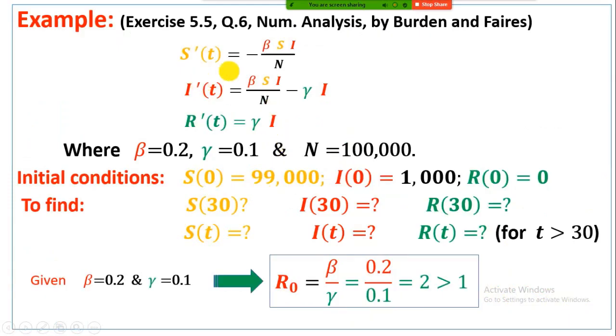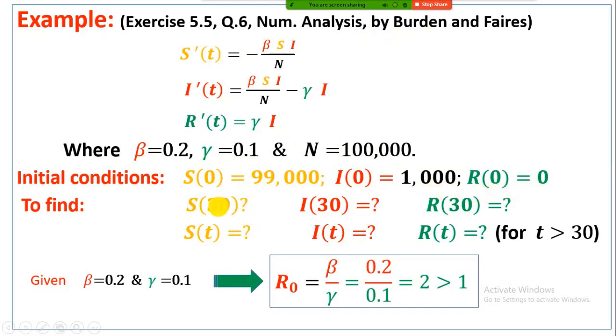The example that I will solve in this lecture is taken from Numerical Analysis by Burden and Faires, exercise 5.5 question 6, in which the infection rate beta and the removal rate gamma are given. The total population is also given, 100,000. Initially, the susceptible population is 99,000, infected population is 1,000, and removed population is 0.